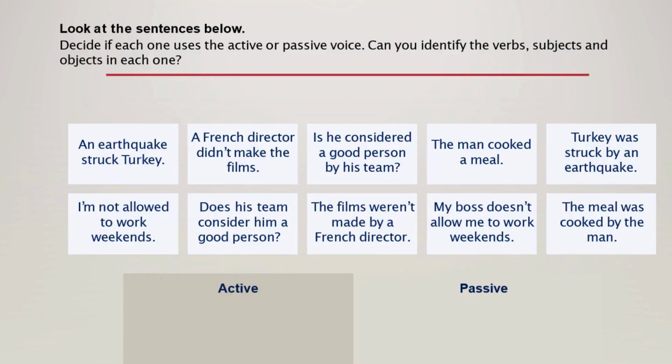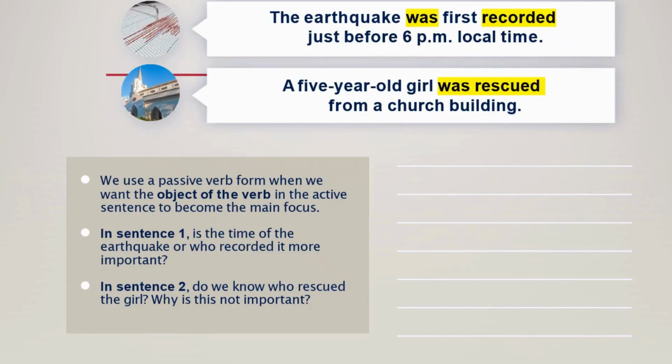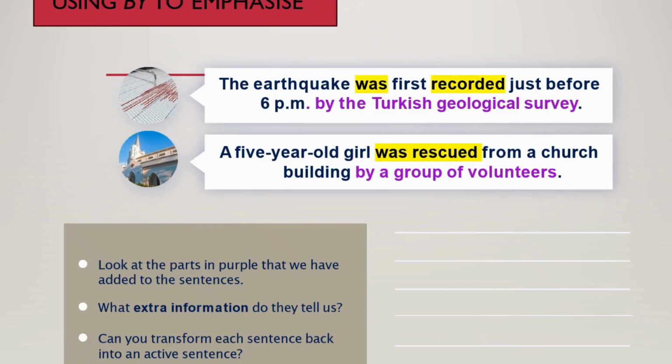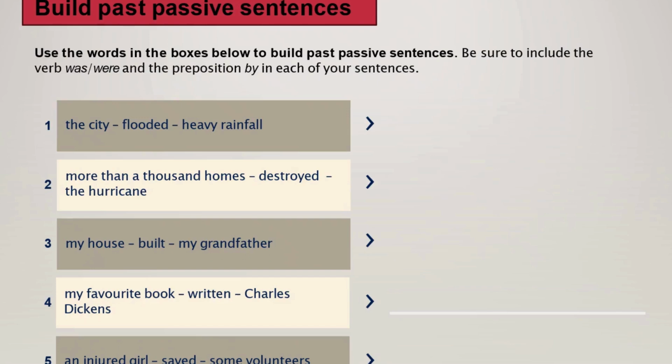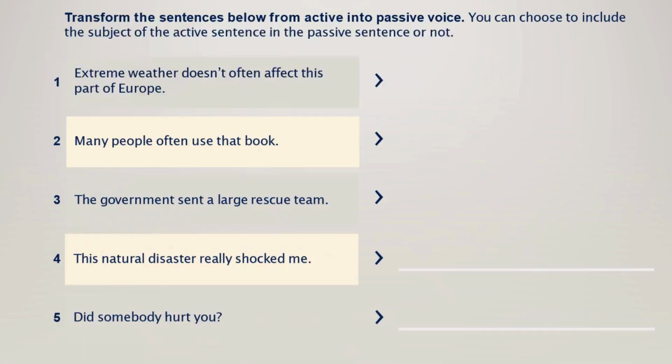Decide if the sentences below are active or passive. Remember to pause on the page, giving you time. Build past tense sentences of the passive. Write them down.